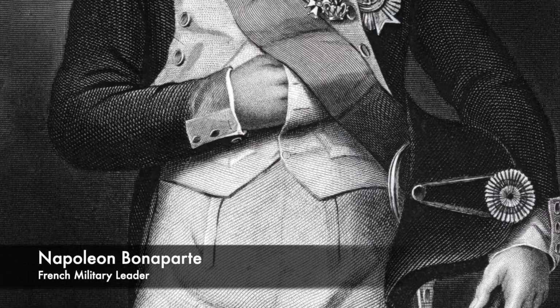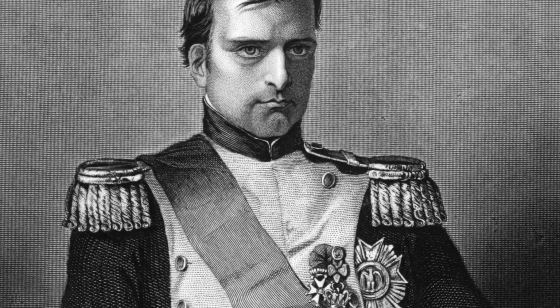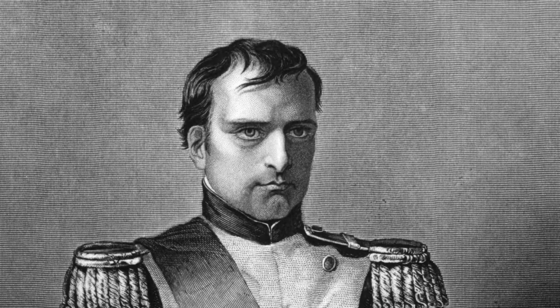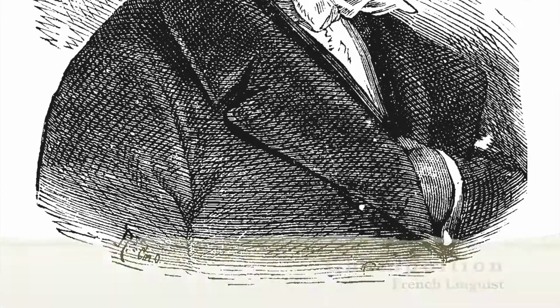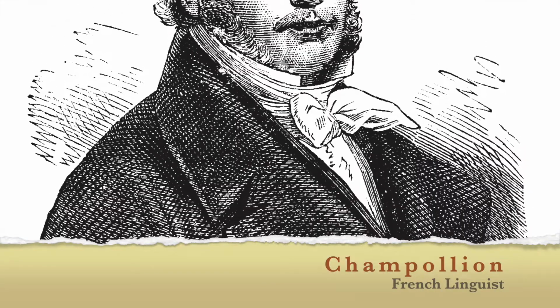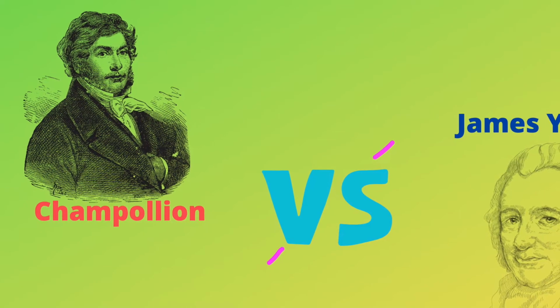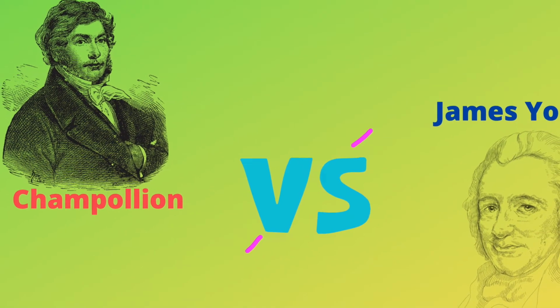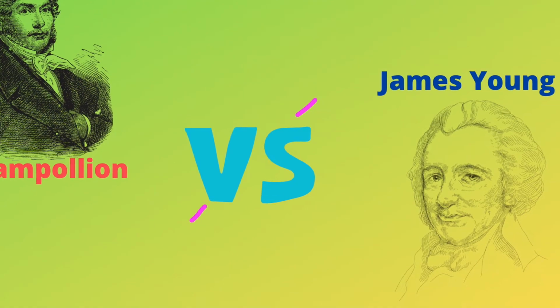But first, let us introduce ourselves to the characters in our story. First, we have the infamous Napoleon. Second, we have a linguist by the name of Thomas Young. And finally, we have a French linguist by the name Champollion. Actually, a fierce linguistic battle between Thomas Young and Champollion is what led to the discovery of hieroglyphics.